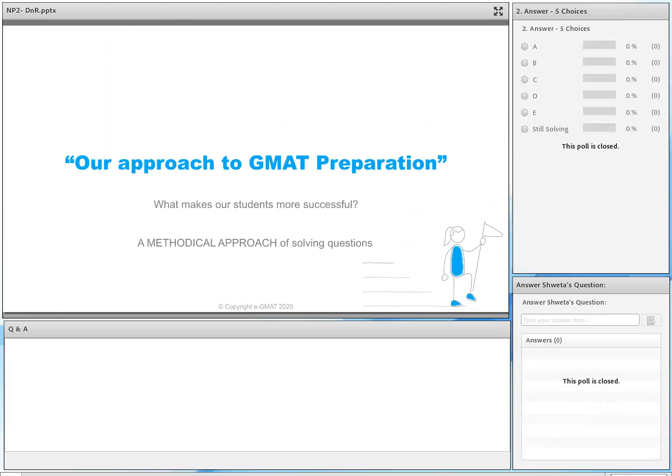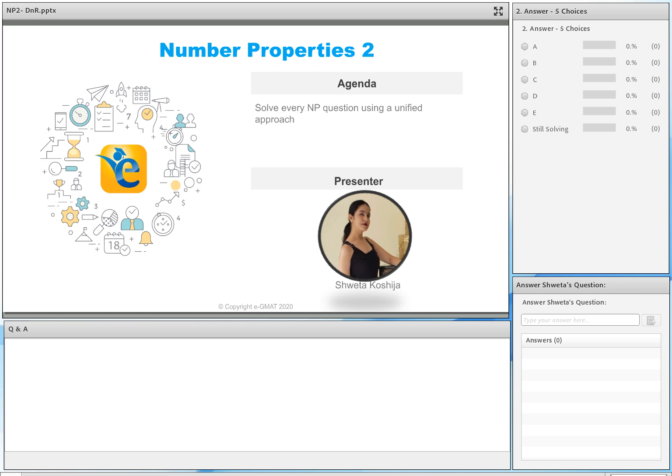All right, so our approach to GMAT preparation, what makes our students more successful? Well, it's the methodical approach that we are very proud of. We don't give shortcuts because they don't work every time. It's a methodical approach that you will learn to apply, which will work everywhere forever. So it's one thing you learn and then you have it forever.